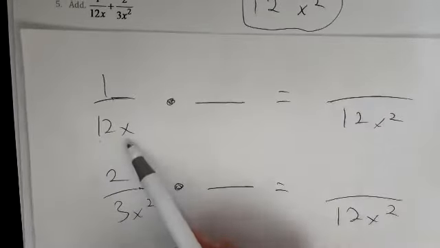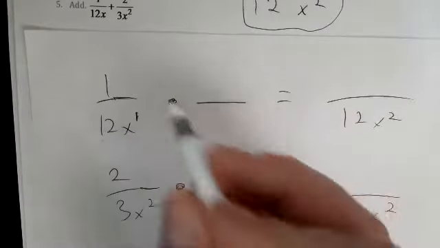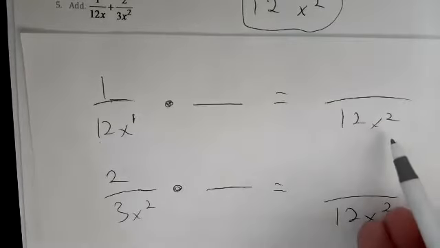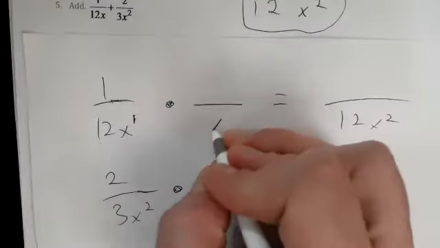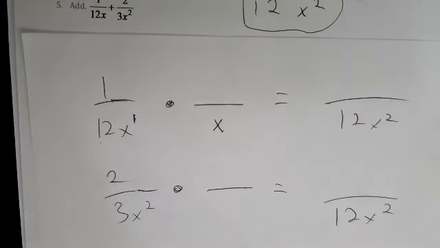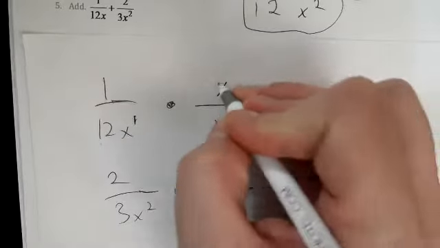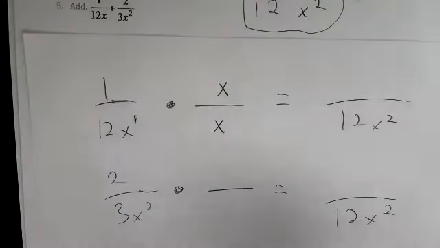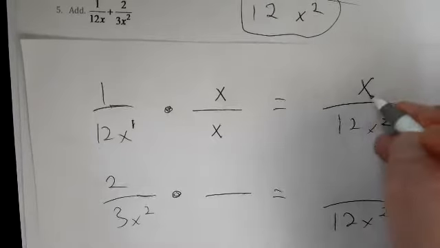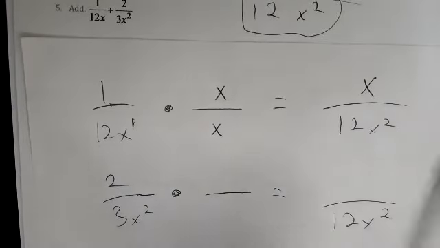The thing I need is I have an x to the first power. How do I go from x to the first to an x squared? I multiply by an x. And if I multiply by an x on the bottom, I also have to do it on top. 1 times x is going to give me an x. And now I have x over 12x squared, another equivalent fraction for this thing.